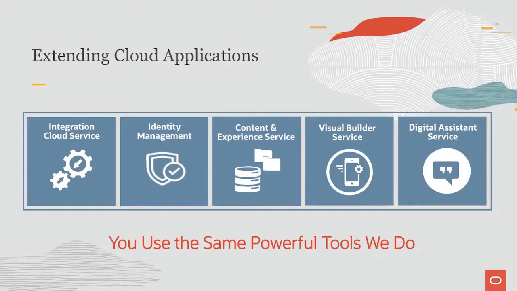So what we have done is there's a set of cloud services. There's integration cloud service, which I'll talk about first. Of course, identity management. Everything talks to each other through identity. That's the core of how pieces work together. We have something called Content and Experience Cloud for all this video and audio content and documents. Visual Builder, which I'll spend some time on, and Digital Assistant Service, ODA. So those are the different pieces of technology that we use internally when we build Fusion applications and we extend Fusion applications, but that we also make available for customers to use for independent apps.